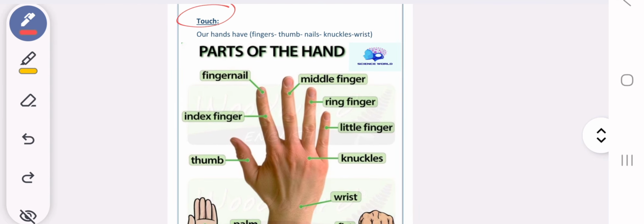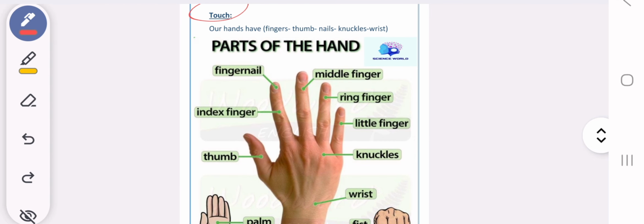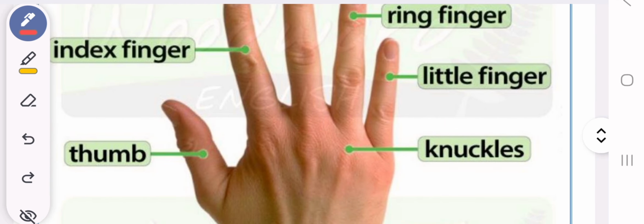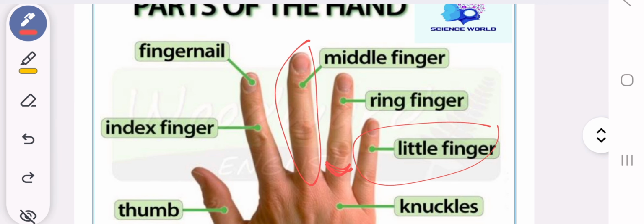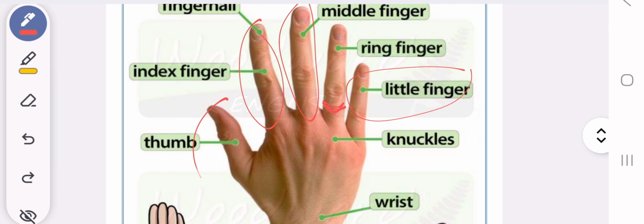Of course, we have parts of our hands. We have 5 fingers. The smallest one is called the little finger. On this one, we can wear a ring, so it's called the ring finger. The one in the middle is called the middle finger, and this one is the index finger. You can point to anything with your index finger. And the biggest finger is called the thumb.